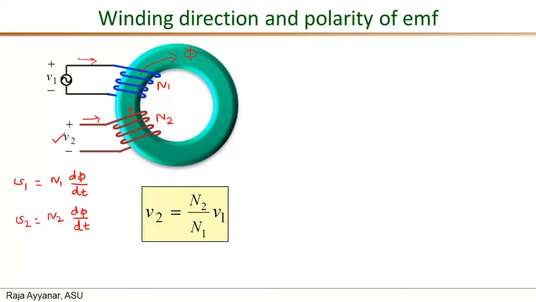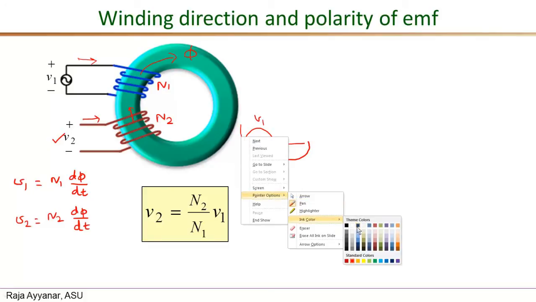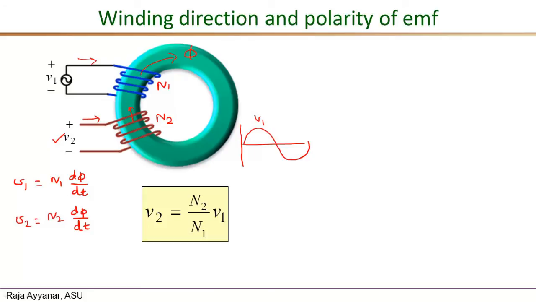So if I draw an arbitrary sinusoidal waveform for V1, let's say this is V1, then let me use a different color here. If N2 is less than N1, then V2 is going to be lower in magnitude, and it has the same phase. Something like that. They are in phase. So let me go ahead and consider a different case.